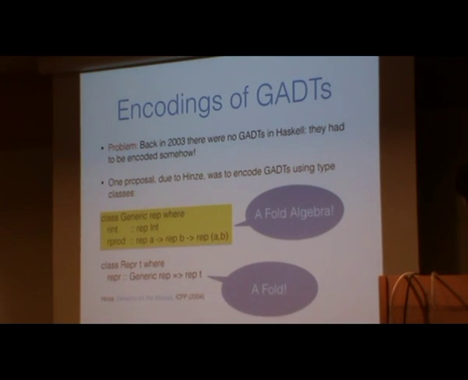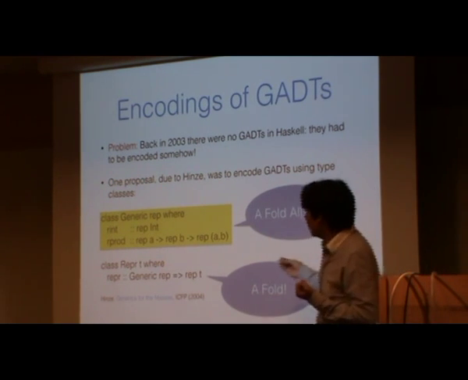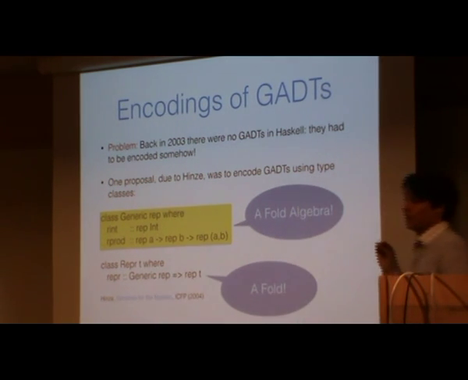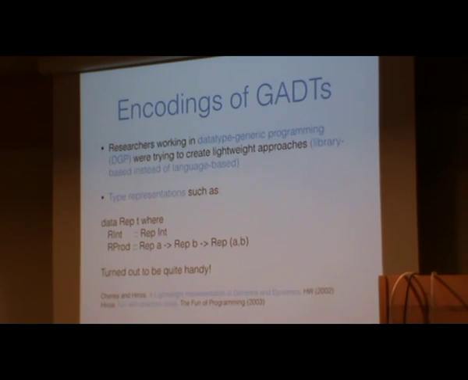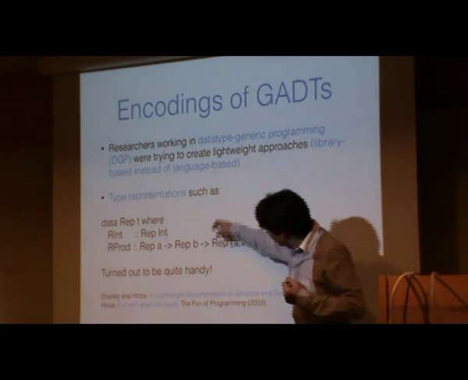One particular encoding of GADTs was due to Ralf Hinze. And what he did was that he said, okay, well, I don't have GADTs in the language yet, but I have type classes. And actually with type classes, what I can do is I can encode what is essentially the default algebra of the GADT. Okay?